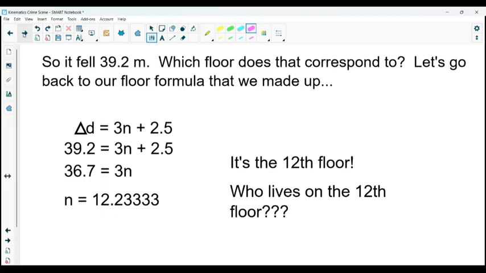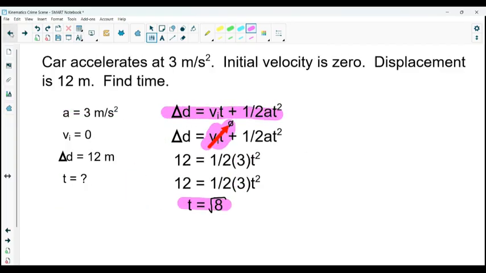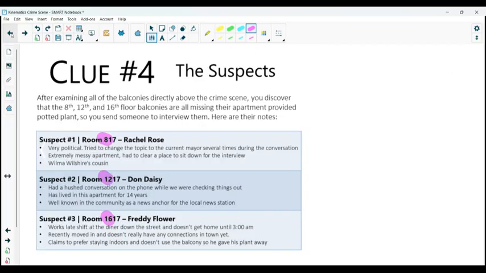So then we say, okay, what floor is 39.2 meters up? Students can probably get that just by thinking about the picture of the floors. I used my equation though, just to make it maybe a little more elegant. So I said, here's my equation that I developed earlier. I'm going to sub in the 39.2 for the displacement, and then I'm going to calculate n. N is 12 and change. So it's the 12th floor. And then we figure out who lives on the 12th floor. We go back to our clue, and there's our culprit on the 12th floor.